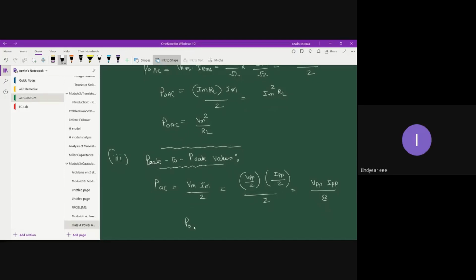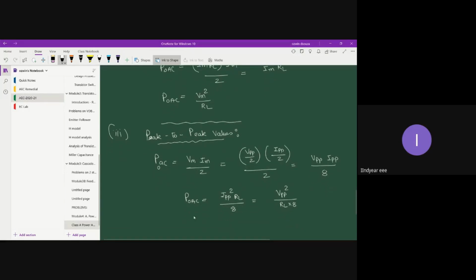Of course, you can also write P naught AC is equal to Ipp square into RL divided by 8, or you can also write Vpp square divided by RL into 8. Okay, so the different variants.